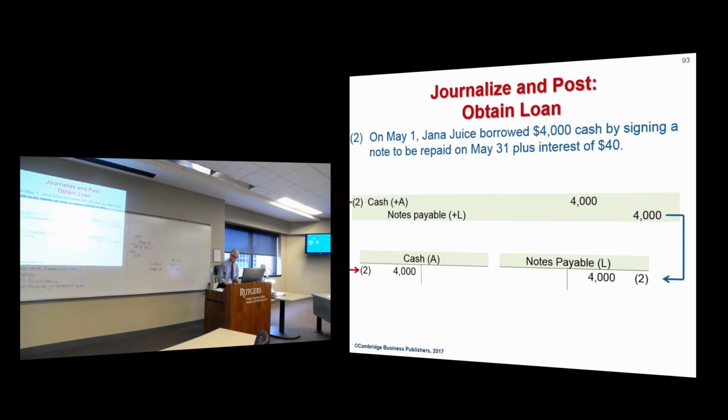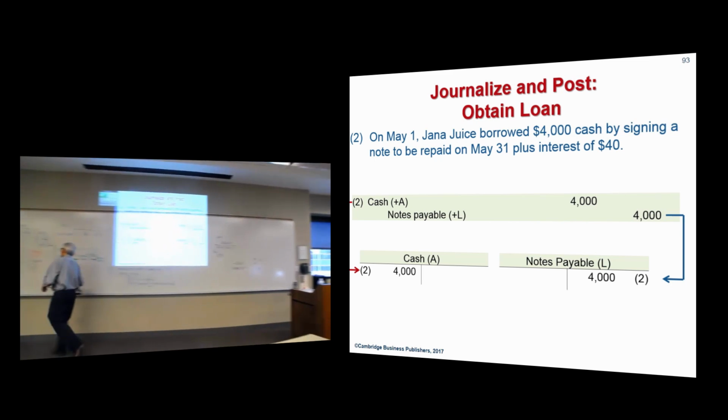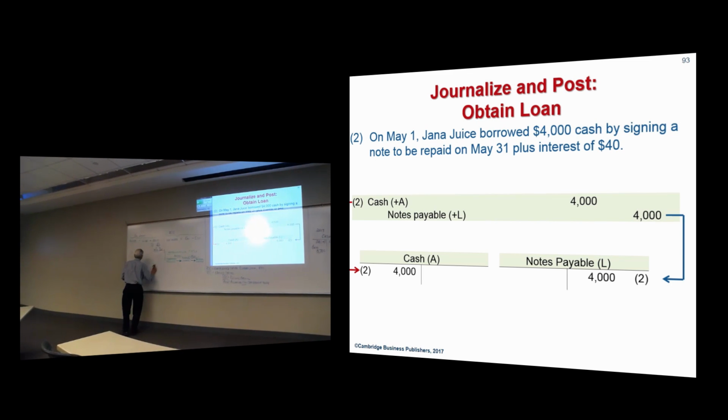Let's see the next one. You now have a loan. You borrowed $4,000, and you're going to repay the loan at the end of the month with the $40 interest, but this is where you borrow. Now again, we can do this on the equation if you want, just at least one more time. So you borrowed $4,000 in cash, and you have no payable.